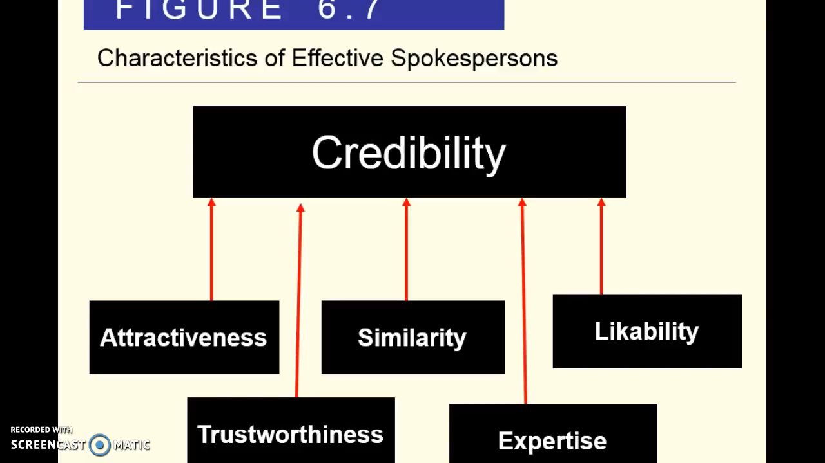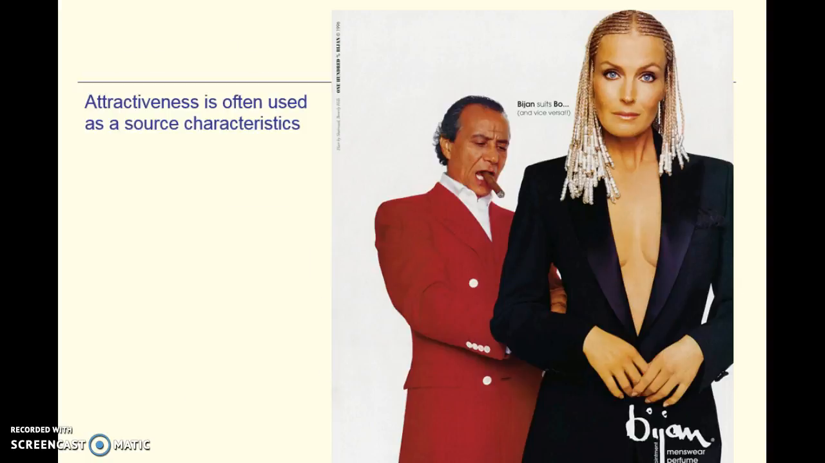Figure 6.7. Characteristics of effective spokespersons: credibility, attractiveness, trustworthiness, similarity, expertise, and likability. Attractiveness is often used as a source characteristic.